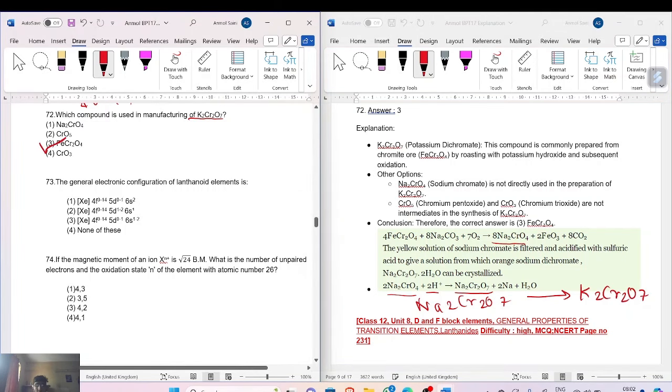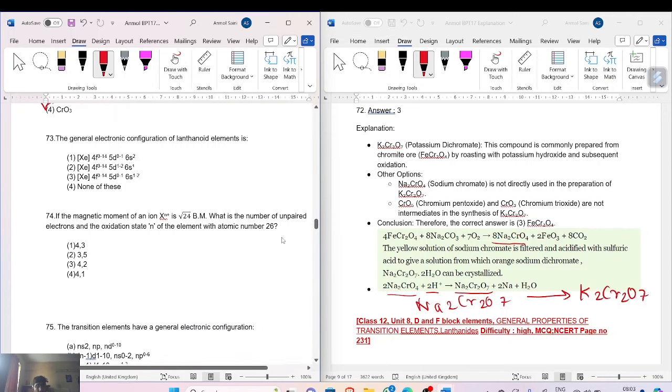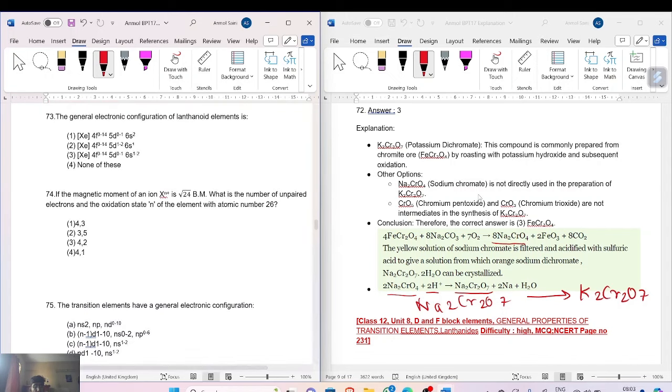So the correct option for the manufacturing of K2Cr2O7 will be FeCr2O4, because we have to start the reaction with FeCr2O4. Then we will get Na2CrO4. Then from Na2CrO4 we will get Na2Cr2O7. Then from it we will get K2Cr2O7. So the correct option will be C. Okay. Now the question number 73.